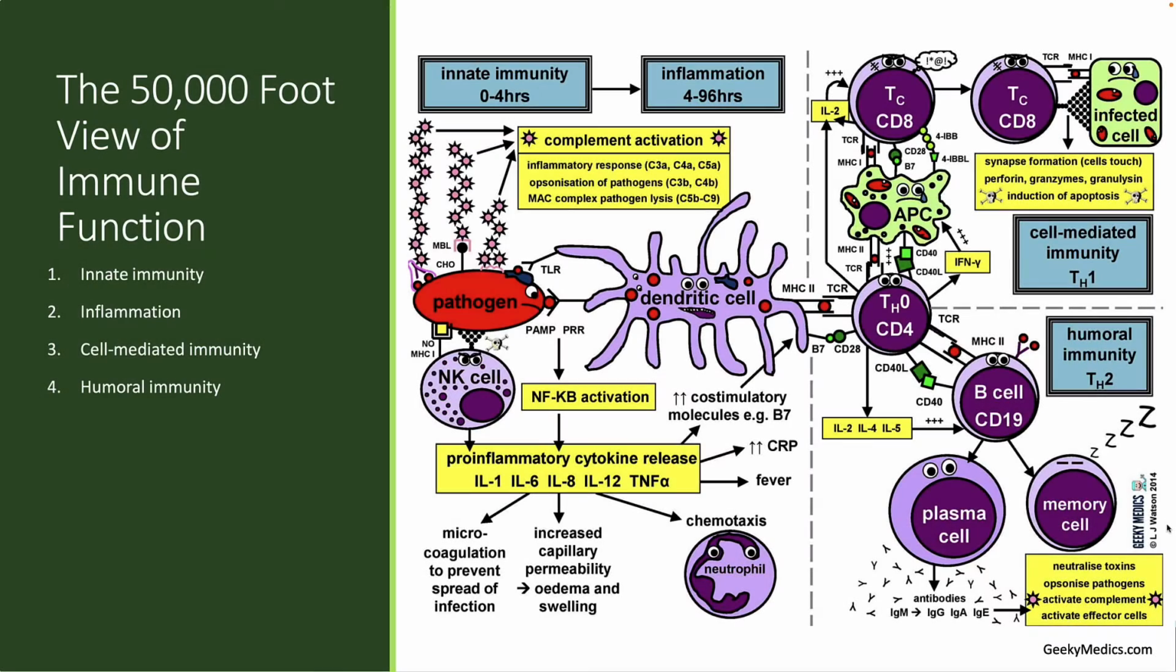So again, another 50,000-foot view if you want to look at this and understand how the immune system works. You can see that the very first step, here, number one, is the innate immunity that happens instantly and continues for a couple of hours. And lots of things happen here. First of all, we get notification that the pathogen has arrived. So the pathogen is here.